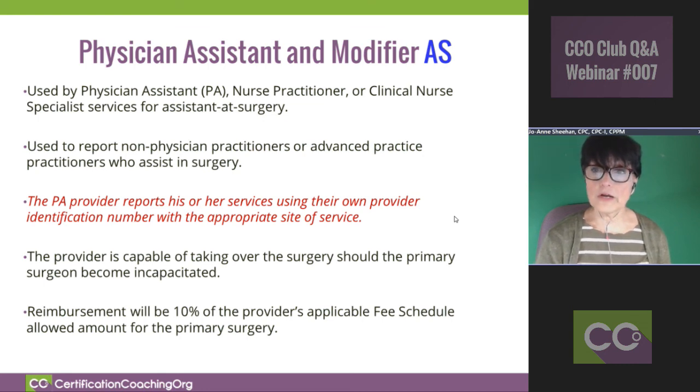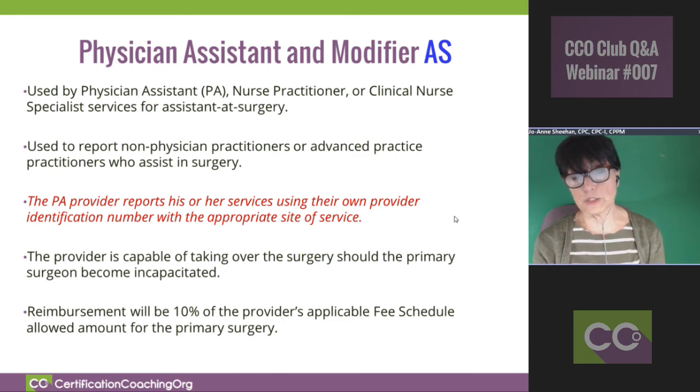And when you add the modifier AS, the reimbursement is only 10% of the provider's applicable fee schedule, which is the allowed amount for the primary surgery. So if a particular surgery reimburses the doctor 100% of the allowed, and the allowed amount is $1,000, the doctor will get his, but the physician's assistant only gets 10% of that.